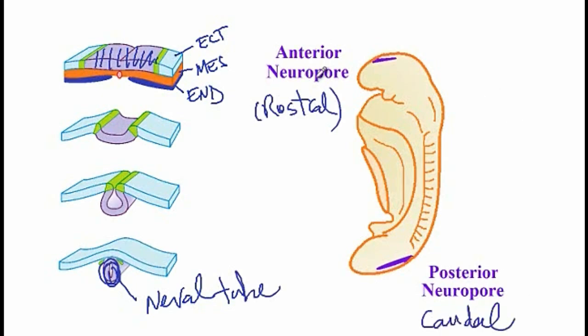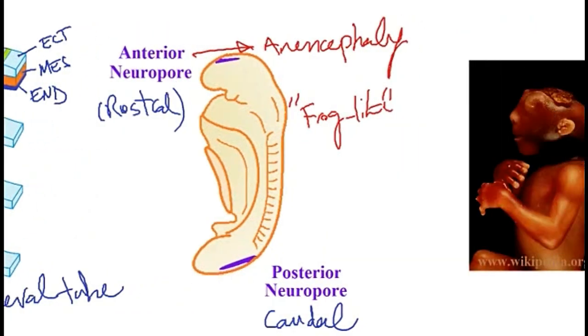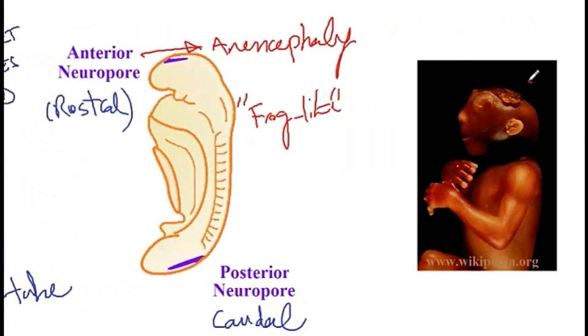Now, failure of the closure of the anterior neuropore can cause anencephaly, where the forebrain in this fetus will be missing, and thus consequently, due to the lack of forebrain, there is a frog-like appearance to the fetus. So this is what I'm talking about. As you can see, the forebrain is missing in this fetus, and there's a frog-like appearance to the face.